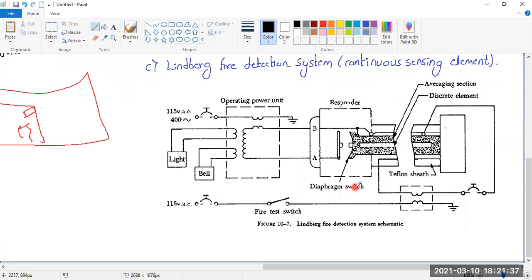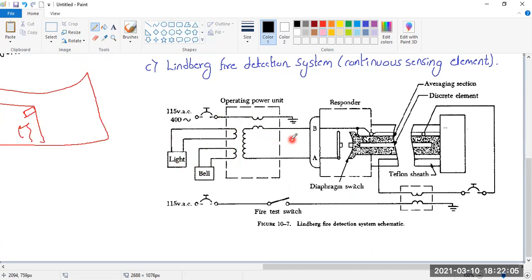Okay, in the Lindbergh fire detection system, you will see that this is the operating power unit. You can see these are transformers. This is the primary transformer, this is the secondary transformer. Anyone who has studied transformers will clearly understand that if there is a current going into the primary transformer, it is going to induce a current in the secondary transformer by mutual induction. The bell and lights are connected over here.